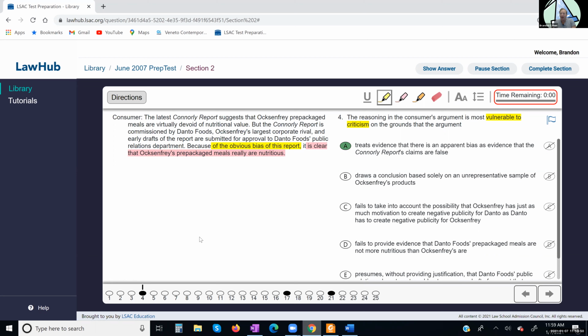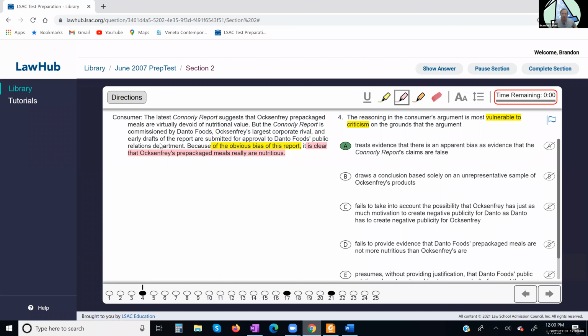That is describing the fallacy of the ad hominem family, focusing on source, specifically calling out somebody's motive or bias. So when we look at the right answer, it's treating evidence that there's bias as evidence that it's false. It's exactly what they're doing.